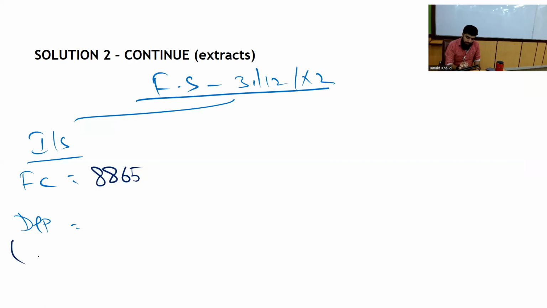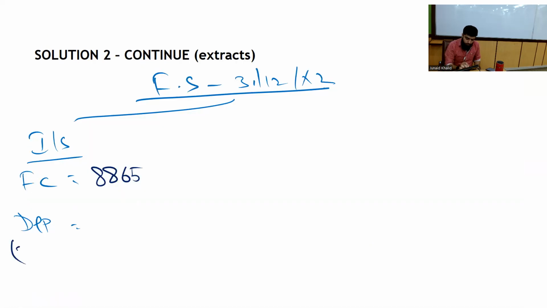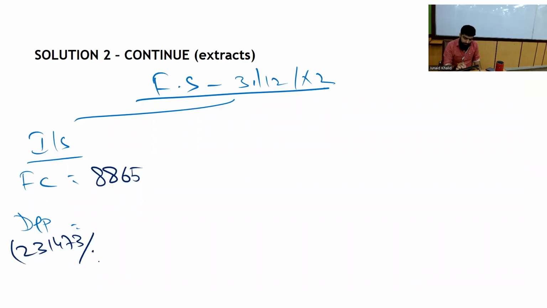Depreciation: the right of use asset was 231,473. 231,473 divided by the lease term of 5 years is 46,295. That is the amount of depreciation charged for the year ended 31st December 2002.